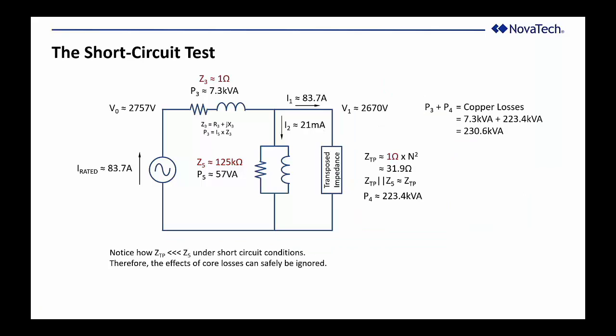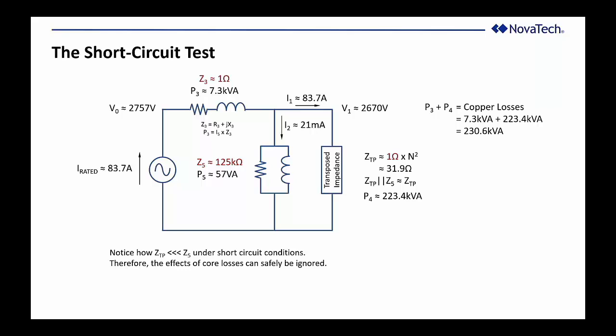So again, we eliminate the ideal transformer by transposing the effective impedance of the opposite side of the transformer across the transformer. So that comes out to 223.4 thousand VA loss in the load side windings and 7.3 thousand VA loss in the high side windings, but only 57 VA in the iron windings.